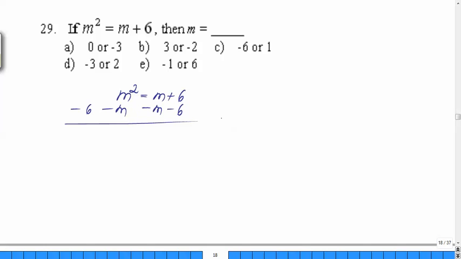Right? Left side I have m squared minus m minus 6 equals, well, m minus m is nothing, 6 minus 6 is the same, nothing, right? So this thing should equal 0. Now, there were a few ways in which you guys learned to solve quadratic equations.